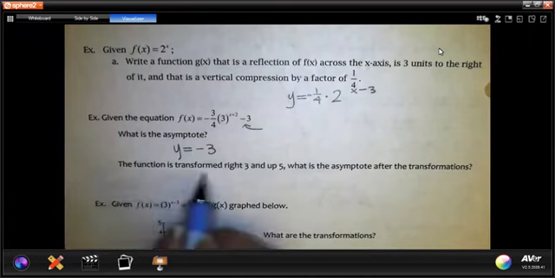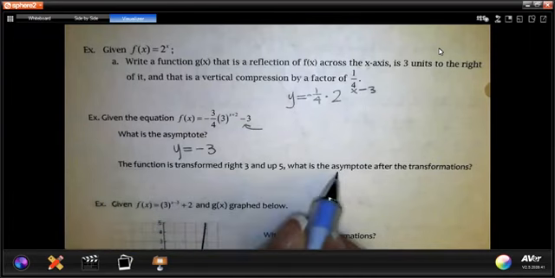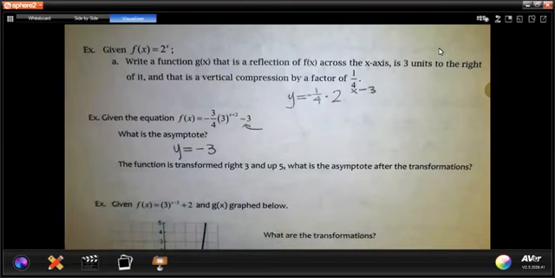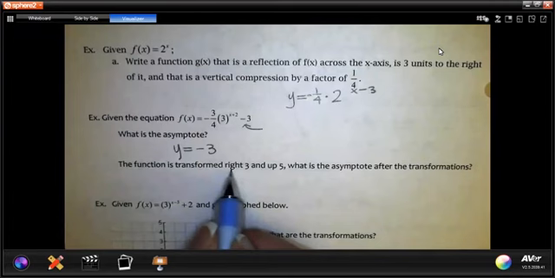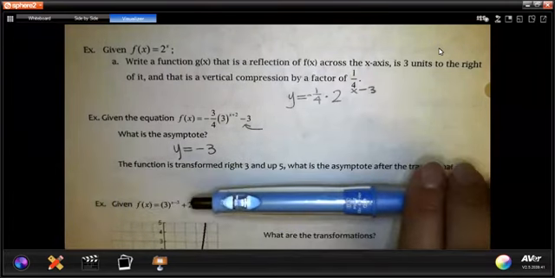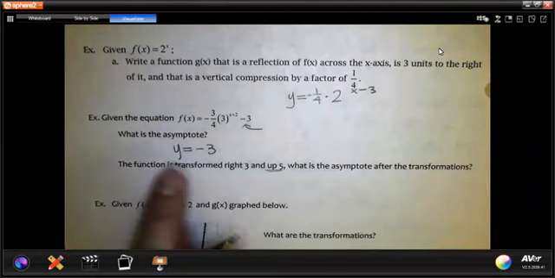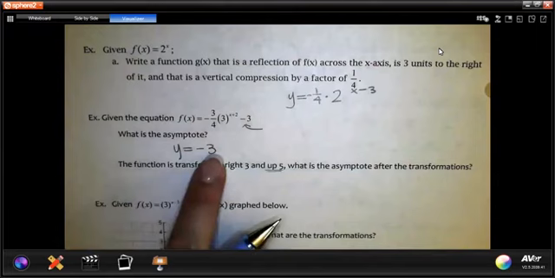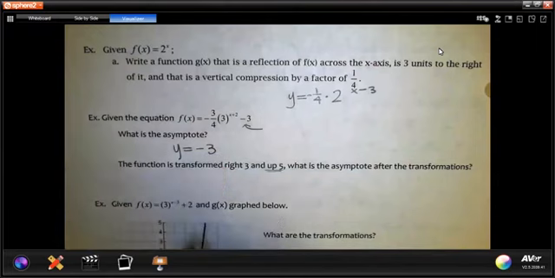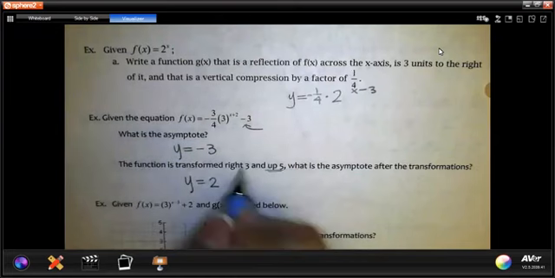Now it says the function is transformed right 3 and up 5. What is the asymptote after the transformations? Again, this right 3 does not change a horizontal line. If I take this horizontal line and I move it to the right 3, that is not changing that horizontal line. The up 5 does change it. So it would take it from this -3 and move up 5 units. So it would be at y equals 2. This does not change it.